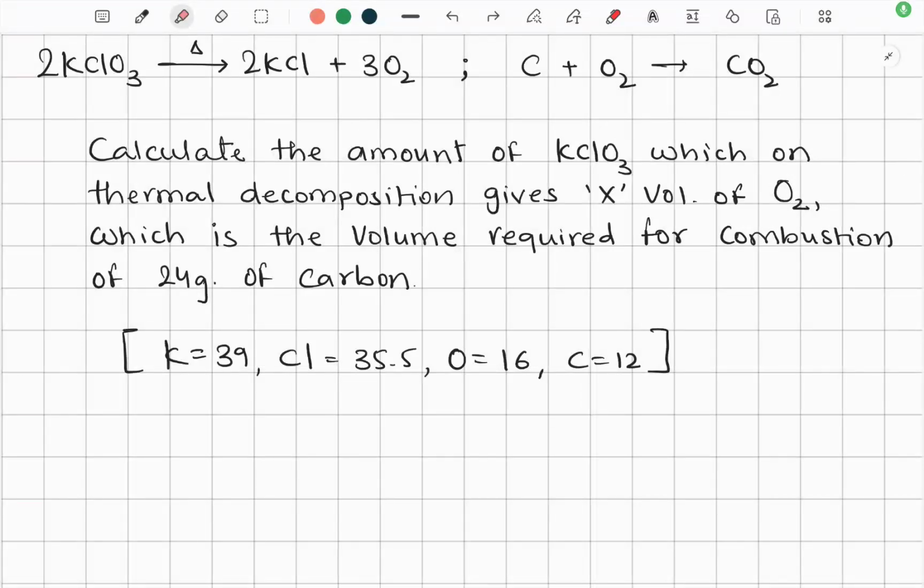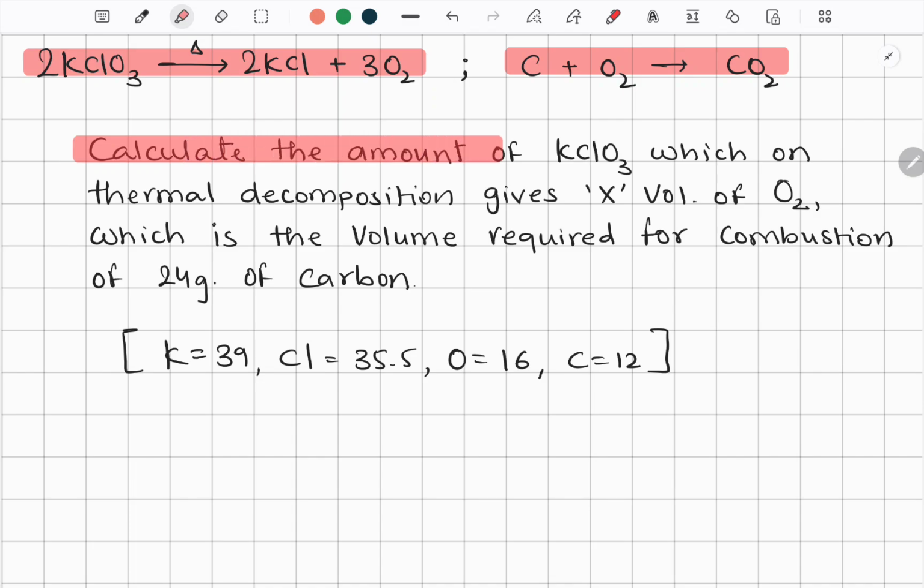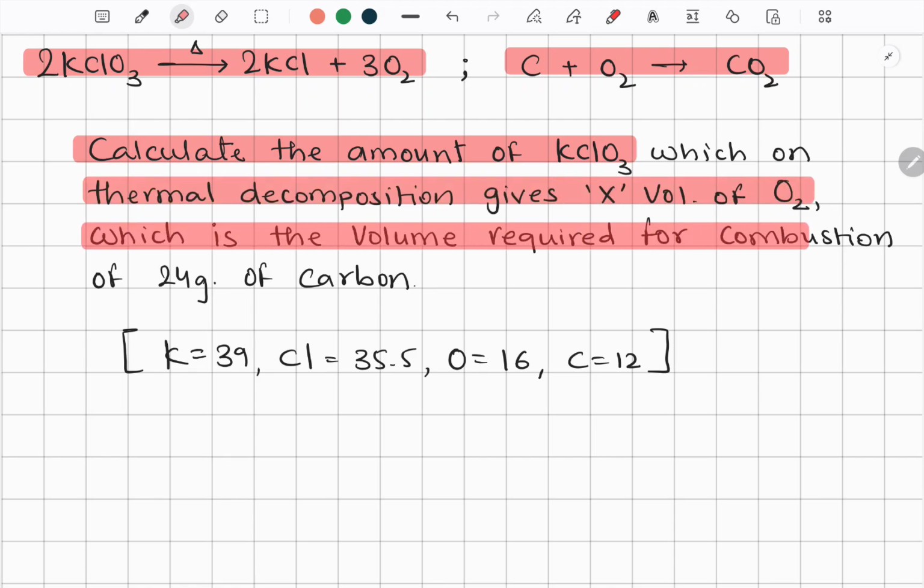To solve this question, two equations are given. The first is the thermal decomposition of KClO3, and the second is the reaction of carbon with oxygen. The main question asks you to calculate the amount of KClO3 which on thermal decomposition gives X volume of O2, which is the volume required for the combustion of 24 gram of carbon.